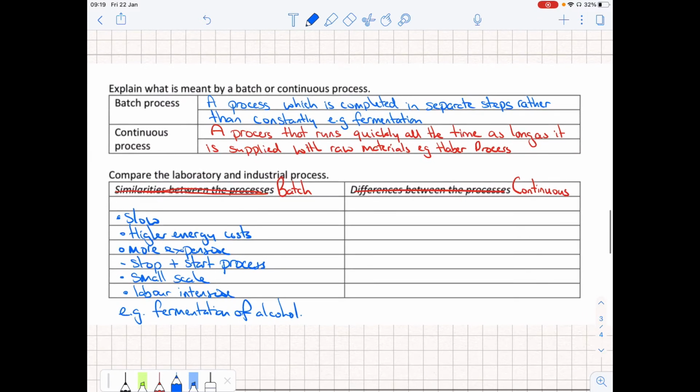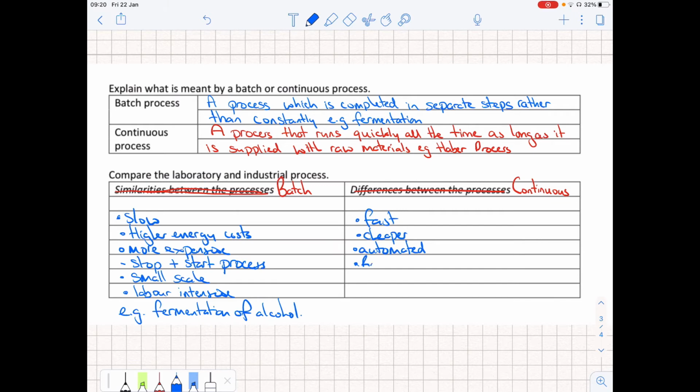Compare this to continuous. Continuous processes are fast, so they are much quicker than the batch processes. They tend to be cheaper because you just leave it running. There's not a stop-start process, and often this means that they can be automated, so they will just keep going, therefore less labor intensive, less cost linked to that. So it can be slightly cheaper, as we've said.